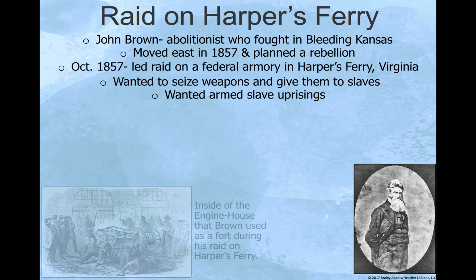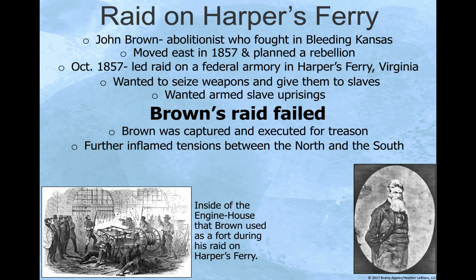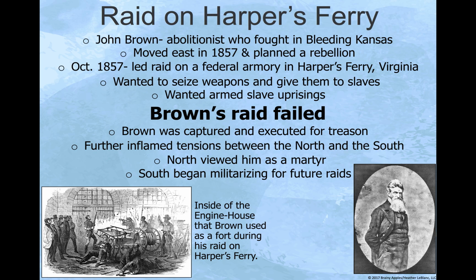So here we are going to talk about the raid on Harper's Ferry, another important event in history. And we're going to see how this all eventually leads to the Civil War. So John Brown was an abolitionist, someone who fights against slavery, who fought in Bleeding Kansas. Remember that event that we were just talking about a couple slides ago, where violence broke out in Kansas? So he moved east, and he planned a rebellion. In October 1859, he led a raid on a federal armory in Harper's Ferry, Virginia.